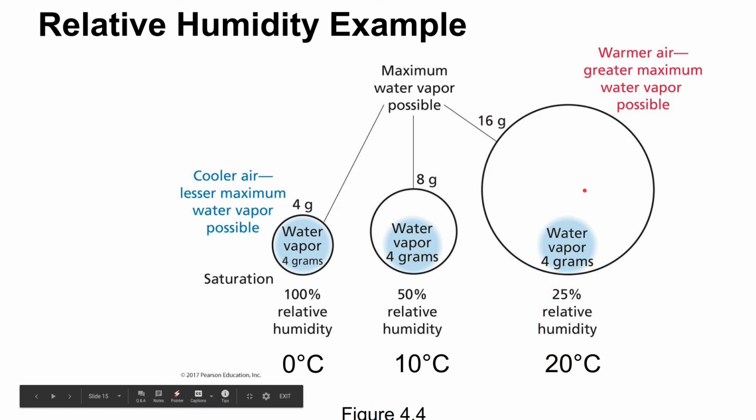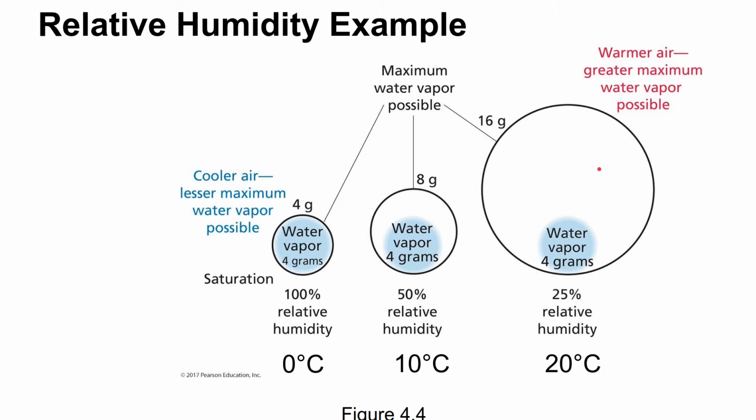As the day goes on, the sun sets and it starts to cool. If the temperature drops by 10 degrees, the relative humidity is going to double because the maximum has been cut in half. The max was 16, now the max is 8. 4 over 8 is 50%. So the relative humidity, as the temperature drops, is going to go up. If it gets colder by another 10 degrees, now the relative humidity doubles again from 50% to 100% because the maximum has been cut in half.